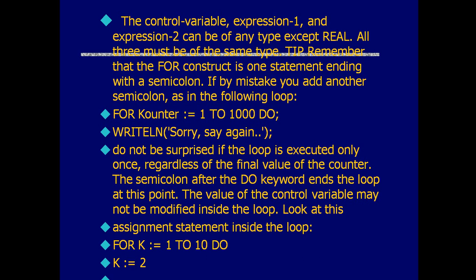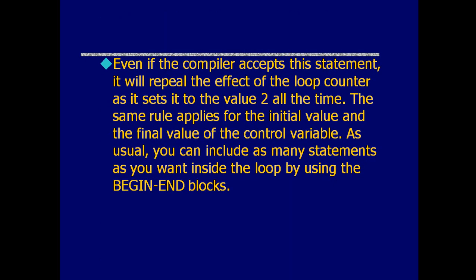The value of the control variable may not be modified inside the loop. Look at this assignment statement inside the loop. For k := 1 to 10 do k := 2. Even if the compiler accepts this statement, it will repeal the effect of the loop counter as it sets it to the value 2 all the time. The same rule applies for the initial value and the final value of the control variable.